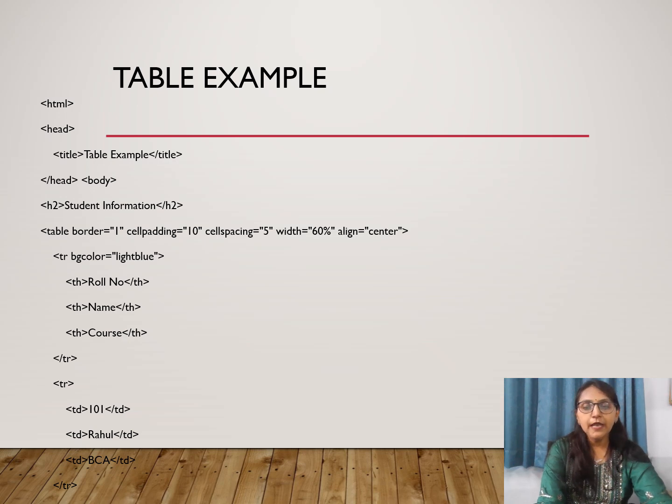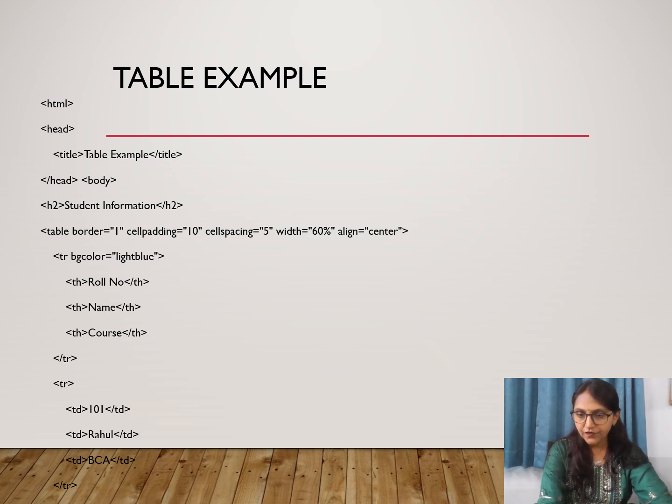Similarly, roll number, name and course. These are my three columns of the table. That's why I will give the th tag. First, we create the row. I decide whether the row is a basic heading of the table or not. There are three basic columns of the table, that is roll number, name and the course.